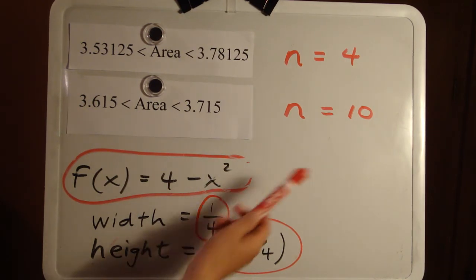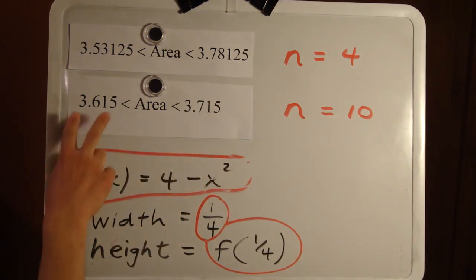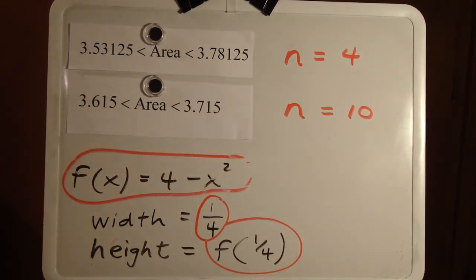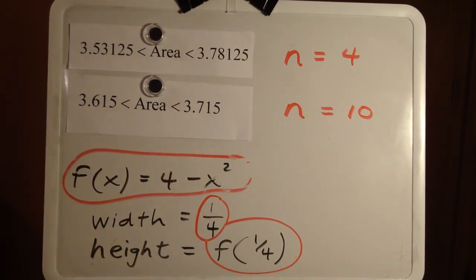And the key here is we would trust this calculation more, or this one would be better, because there's less space between these two numbers. So now we can say, after doing this calculation with 10 rectangles, the true area underneath the curve, even though we don't know what it is, has to be in between these two numbers. And you can see that these numbers are a tenth away, right? They're pretty close to one another.